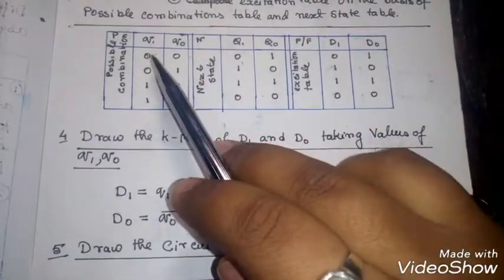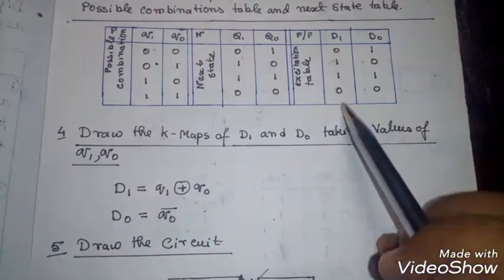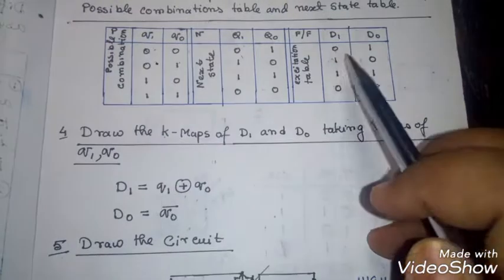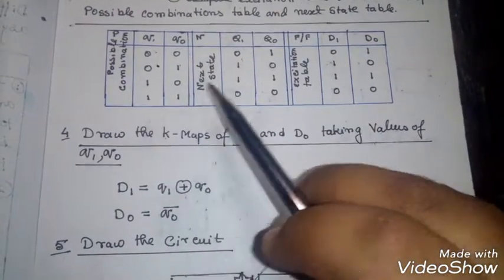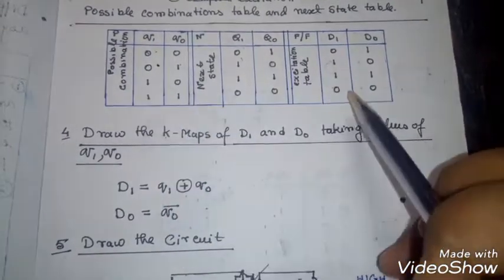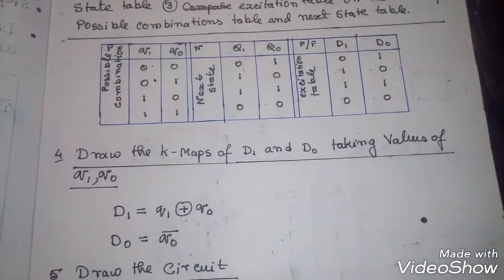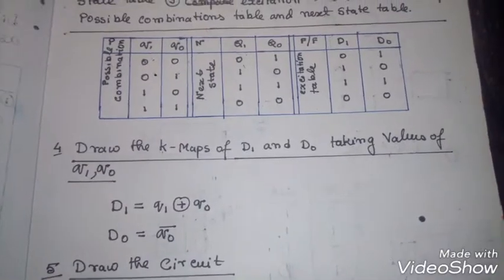Now if you look at these two tables carefully, you will find it is 0 0 0, 0 0 1, then 0 1 0, then 1 0 1, then 1 1 0. This means the D1 we are getting is the truth table of an XOR gate.